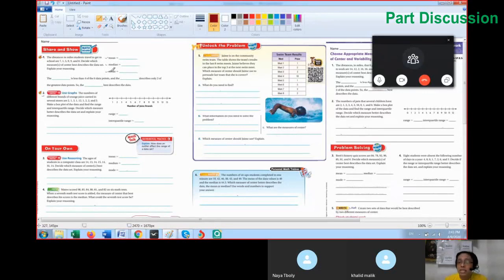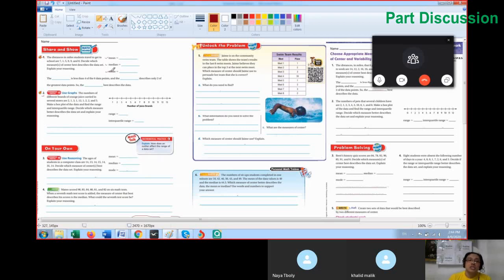Remember, the mean is the average of the data set. To find the mean, always arrange the numbers properly and then add. After finding the sum of the data set, you divide the sum by the total number of data. The median is the middle number. And the mode is the number that is repeated most often.